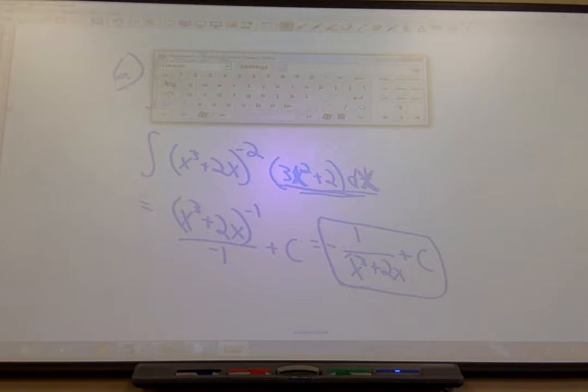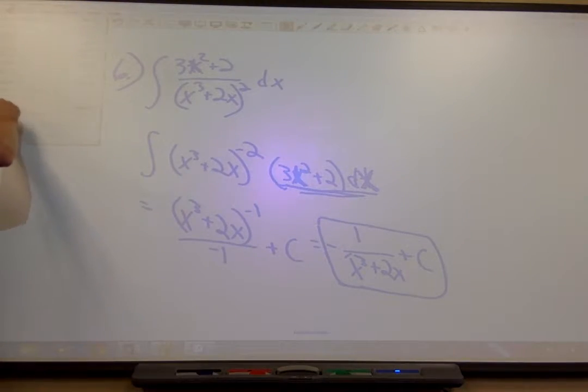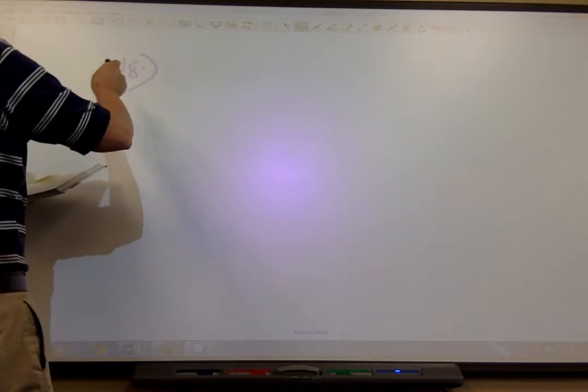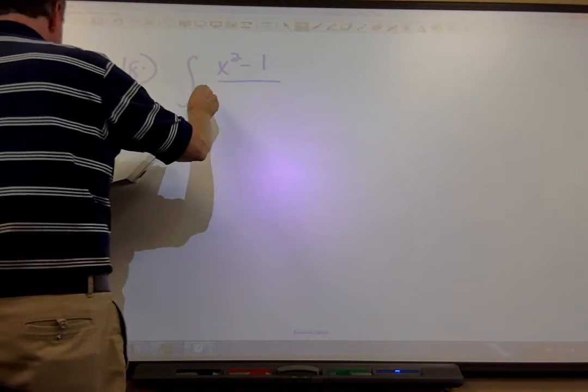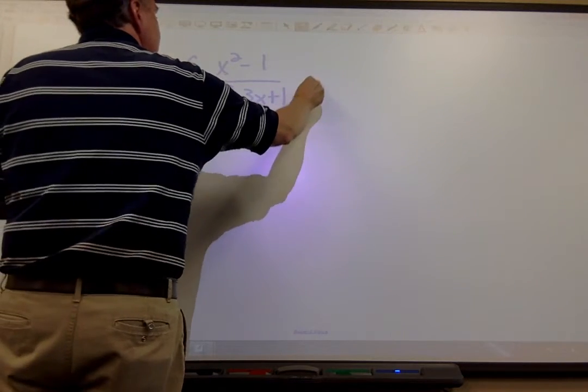You know what the hardest one I see next is 30. 30 is a little tricky. Actually, can we do another one before 30? 18 makes a good point. It says x squared minus 1 over x cubed minus 3x plus 1 dx.